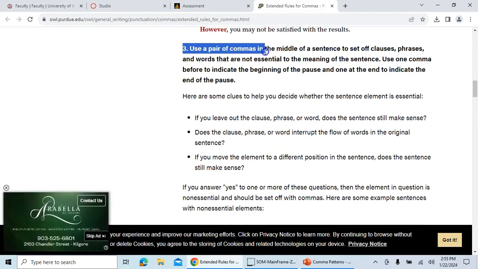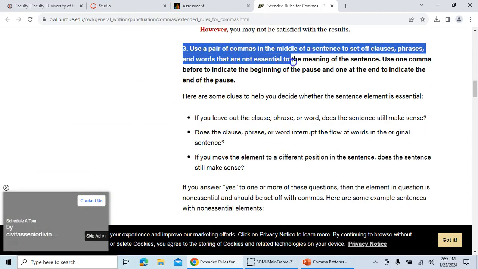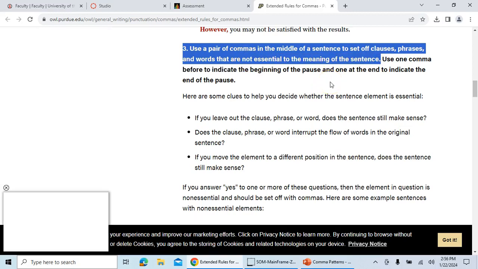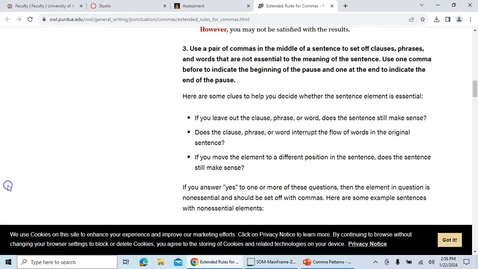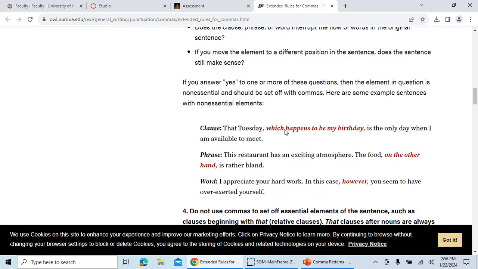This one we haven't done yet. Use a pair of commas in the middle of a sentence to set off clauses, phrases, or words that are not essential to the meaning of the sentence. So anytime you have a sentence where there's extra information just sort of dropped into the middle of it that isn't necessary for understanding the sentence, you'll put commas around it to show that it's extra information. Let's see some examples here.